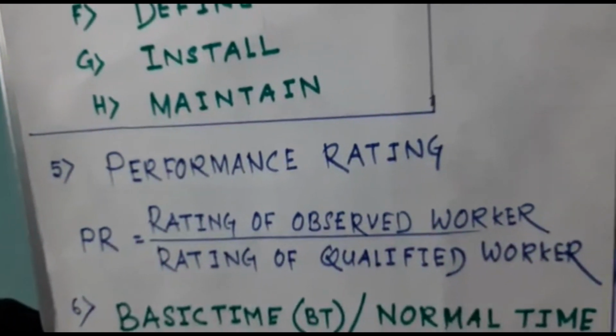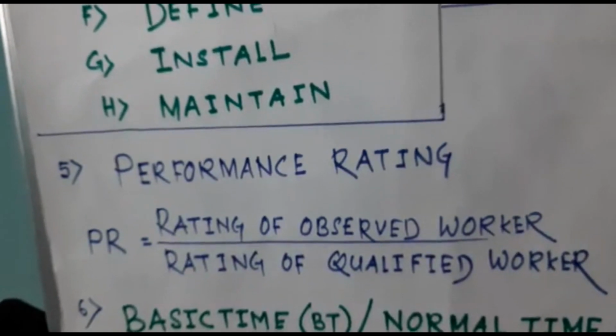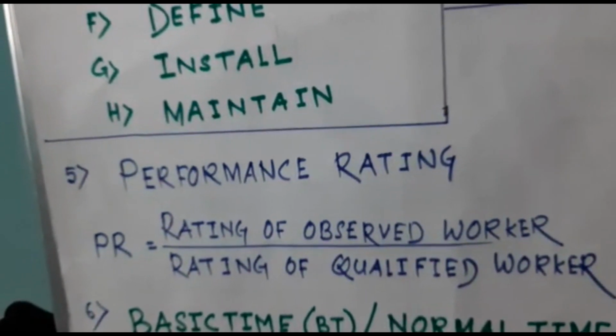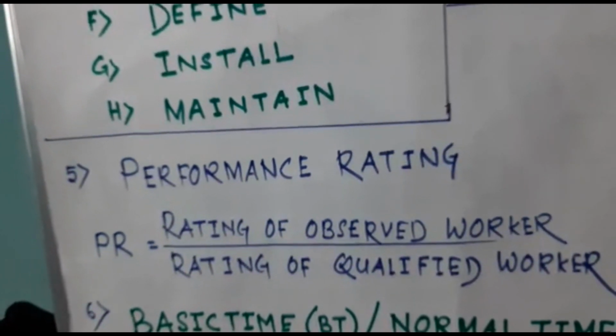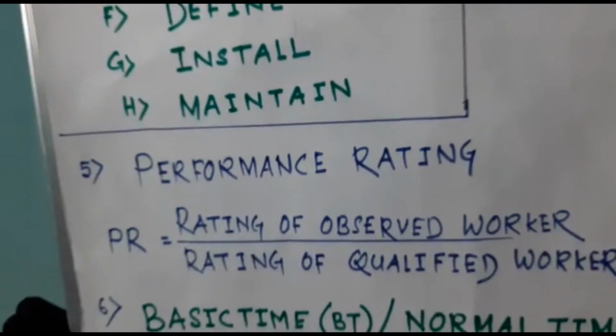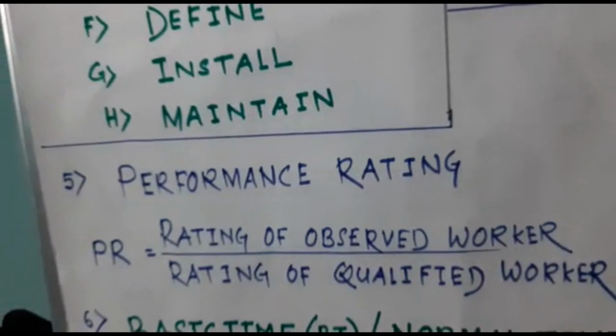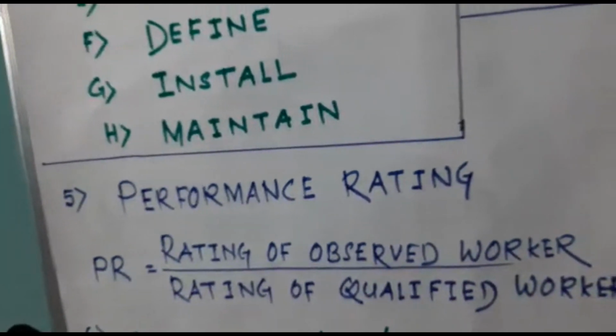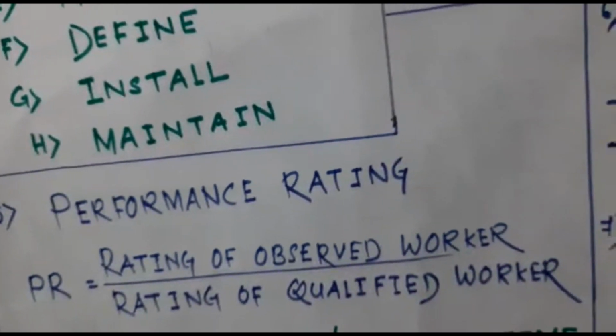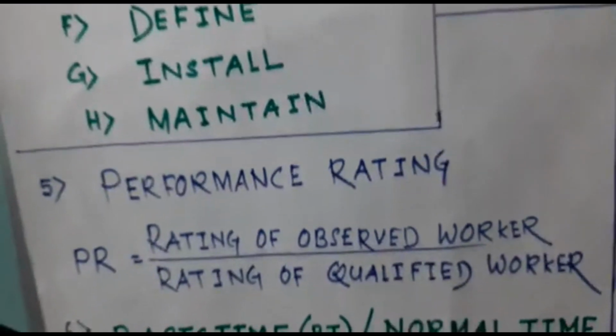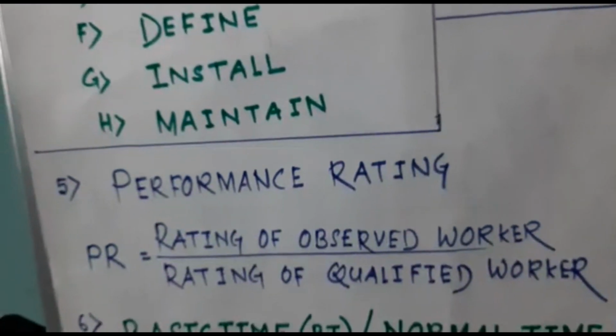Now there will be some workers whose performance rating is more than the qualified worker, so they are highly efficient workers. And there will be a few workers whose rating or performance will be lesser than the qualified worker, that is less than 100, and they are less efficient workers.